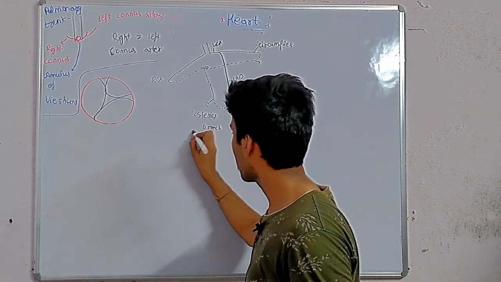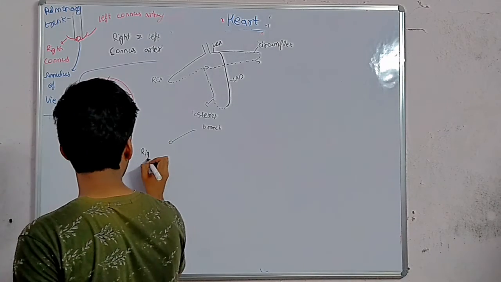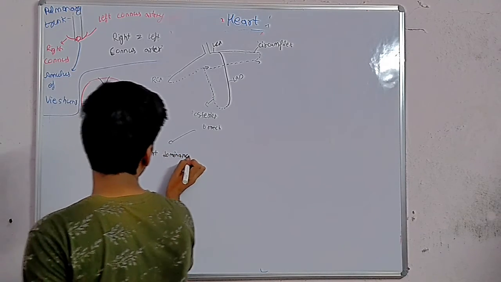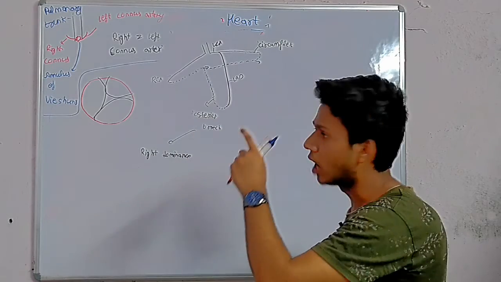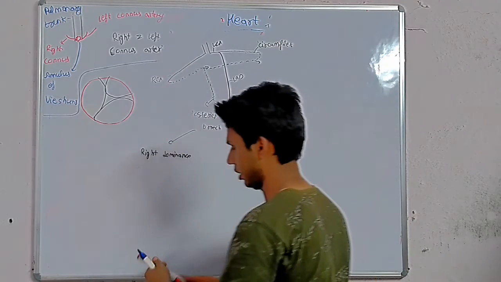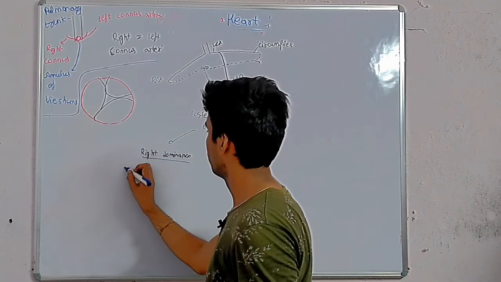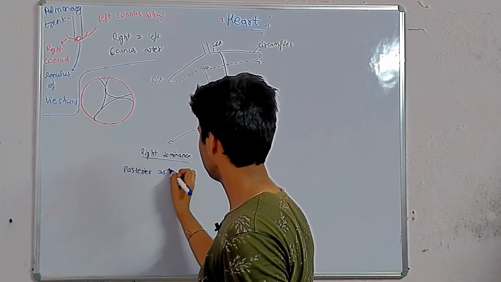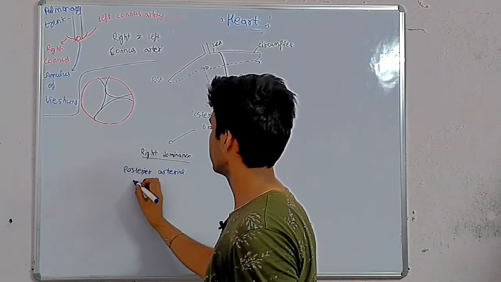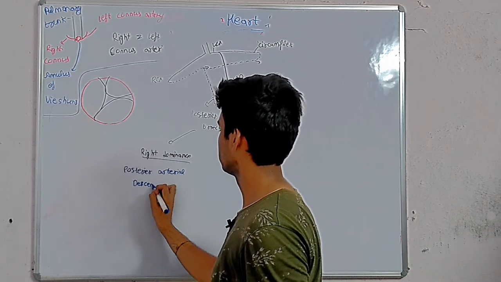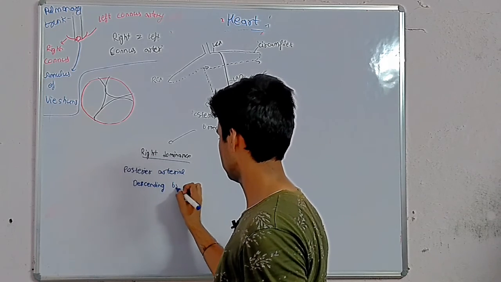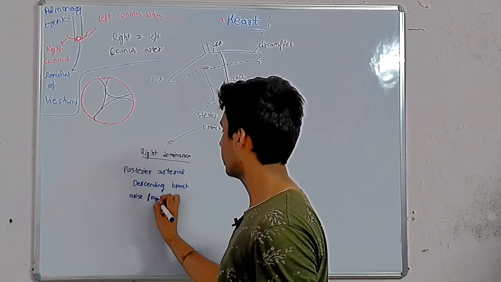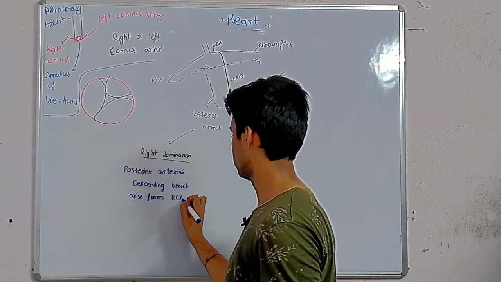So there are three types of cardiac dominance. Right cardiac dominance is the one in which the posterior descending arterial branch arises from the right coronary artery, RCA.